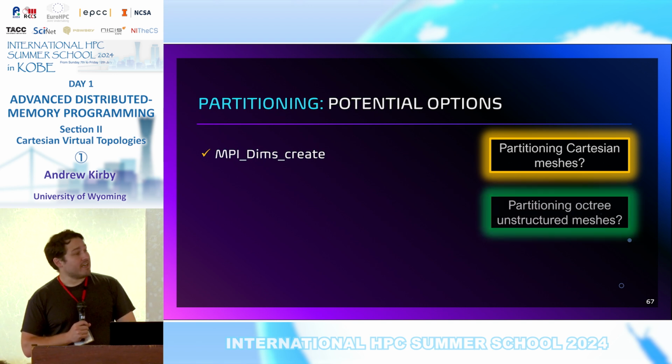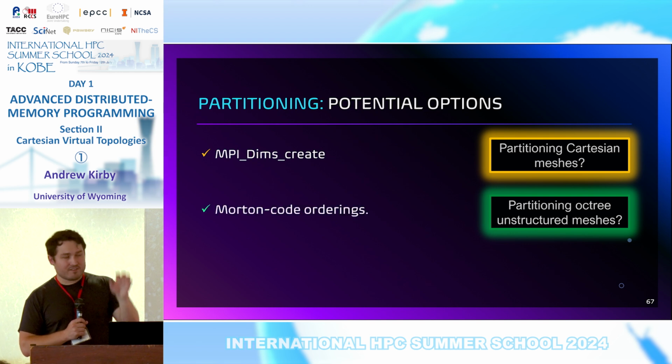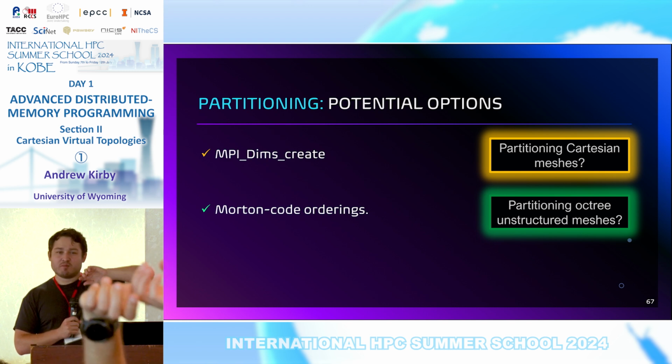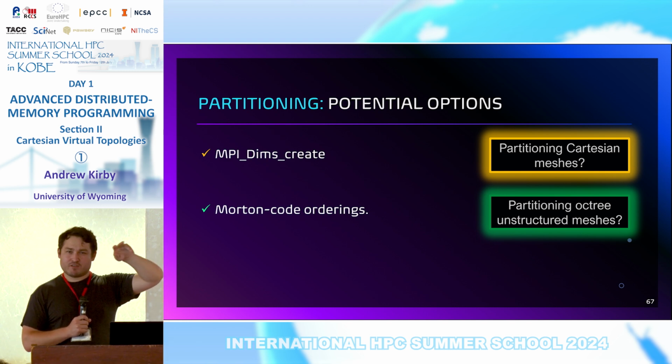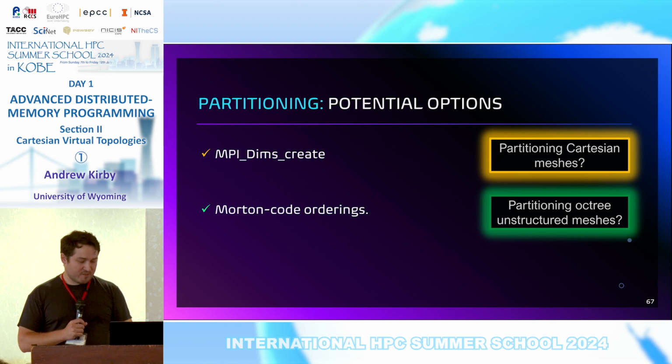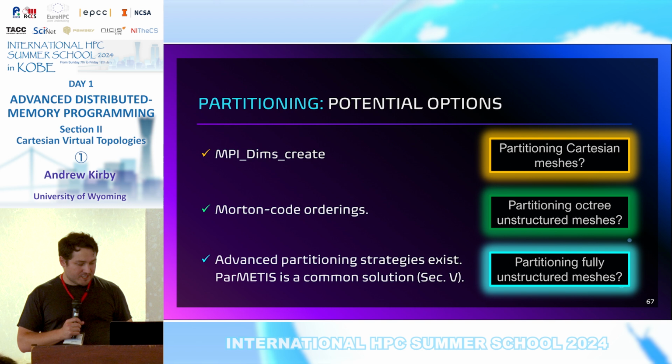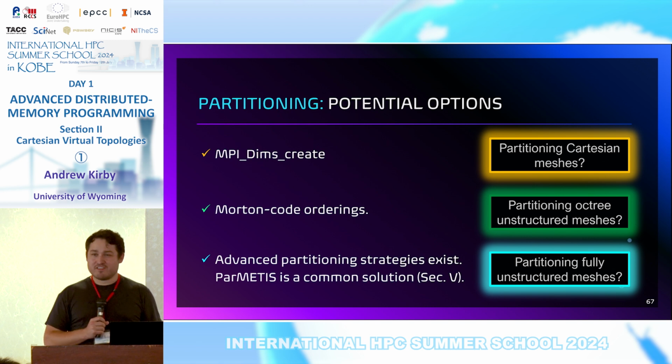Octree, that's the adaptive mesh thing. We can use Morton code orderings, but that's an advanced topic. It's pretty trivial in terms of cutting up the graphs, but if you have questions, you can ask me later. And then finally, on unstructured meshes, we can use METIS or parallel METIS, ParMETIS. We'll see this in section 5, in the hands-on, where you can run METIS, have a real working demo, so you can take home and make your fun graphs and partition them up.